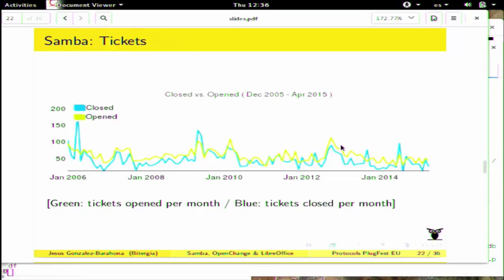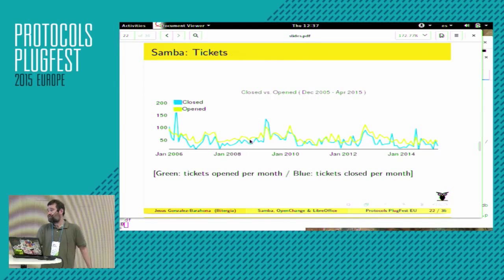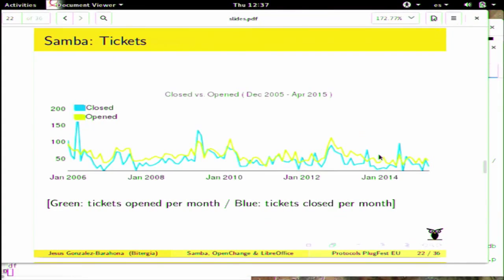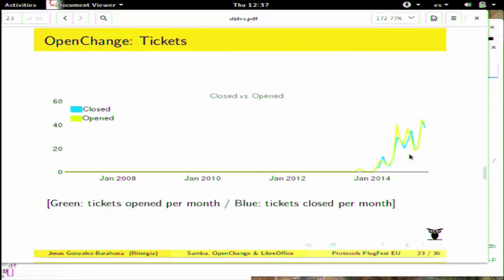And this is the same for Samba. Again, we have a lot of history here. And you can see, as usual, how the green line is usually above the blue line, but they are very, very close. Maybe during this period they are having many more tickets than they are closing, but again, they are coping here, and they have spikes at some points, because of the reasons I already mentioned. Well, for OpenChange, we have a very short history, so we cannot say a lot, but it seems that both lines are very close to each other, so closed and open have a similar pattern.